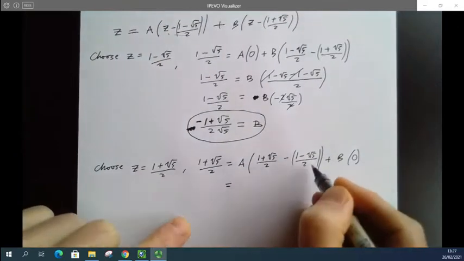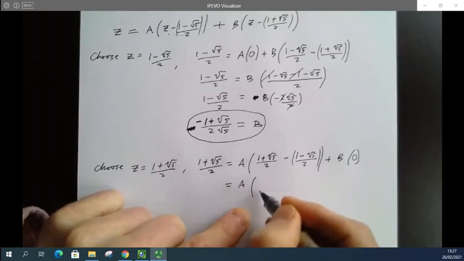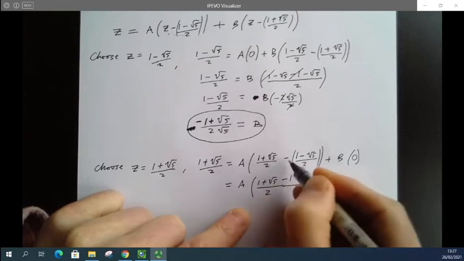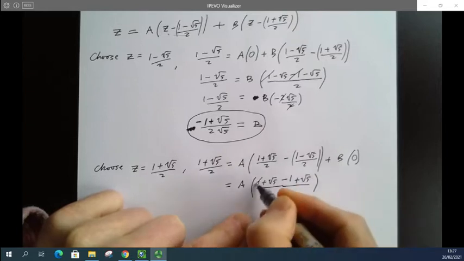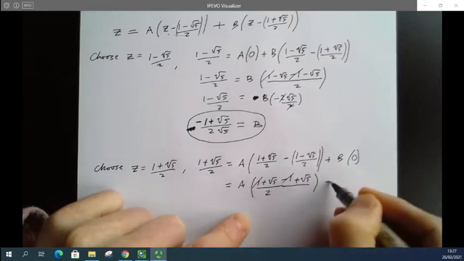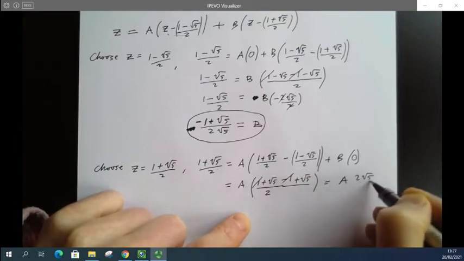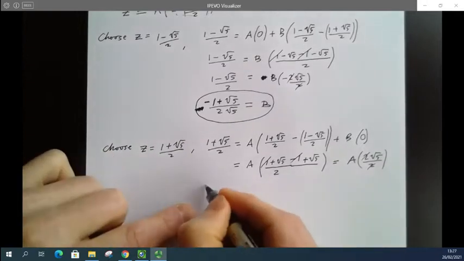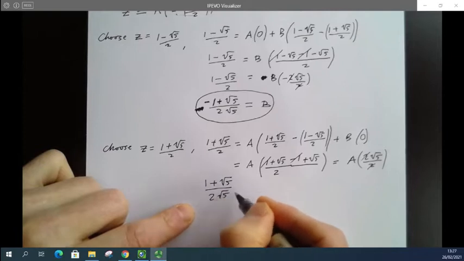And again, these have the same denominator at least, otherwise they're a little awkward. So that denominator is 2. We've 1 plus root 5, take away 1, plus root 5, since minus minus would be another plus root 5. So very, very similar to the previous one. The 1's cancel. So we actually get a times 2 root 5 over 2, and the 2's cancel. So we have a times root 5. So we get 1 plus root 5 over 2 root 5 gives me a.